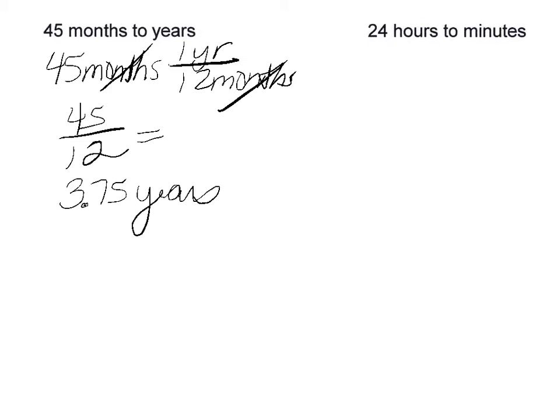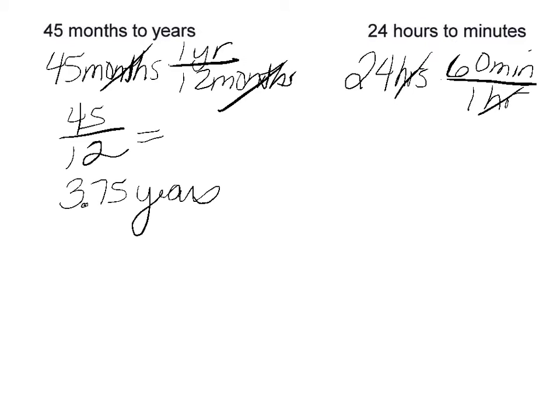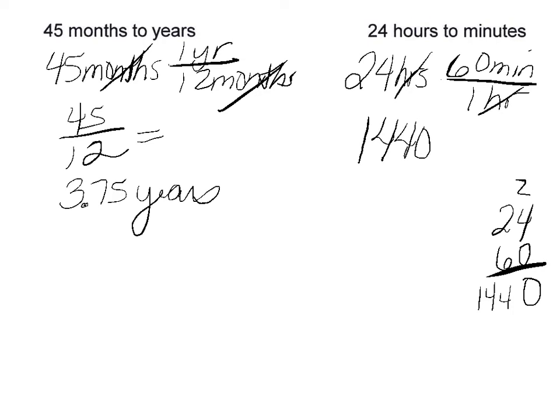So let's look at another one here. We have 24 hours to minutes. So how many minutes are in an hour? 60, right? So we're going to multiply by 60. 60 minutes in 1 hour. And again, if you just realize that all you do is multiply, I'm okay with that. So 24 times 60, plug it into your calculator, or work it out longhand. Did you get 1,440 minutes? Okay, good.